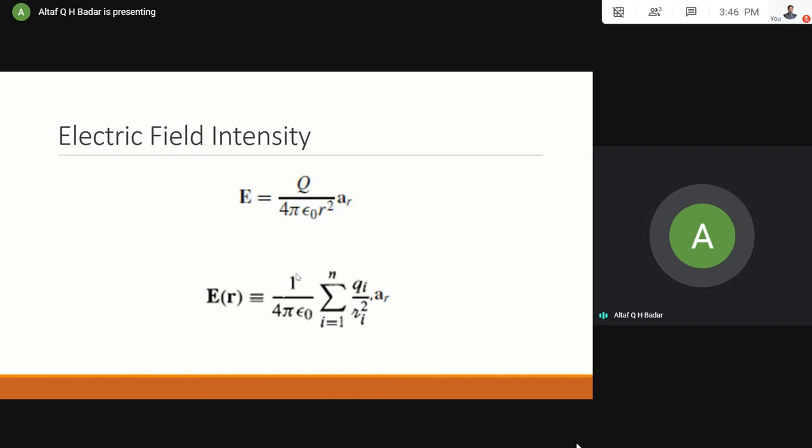So the formula now becomes E is equal to Q by 4 pi epsilon naught R square into unit vector AR, where AR is the direction between the two charges. One is the test charge and the other one is the charge where we are trying to find the electric field intensity. Similarly, the first formula there is basically for a single charge. Then for a combination of charges, we have got the second formula, that is E is equal to 1 by 4 pi epsilon naught summation of i equals 1 to n Qi by Ri square.